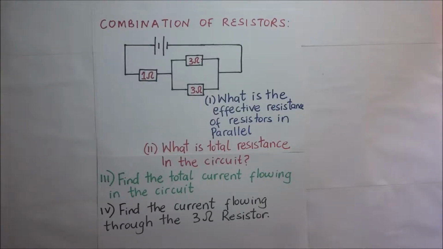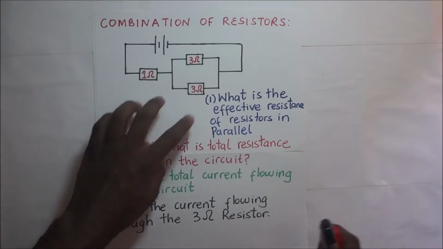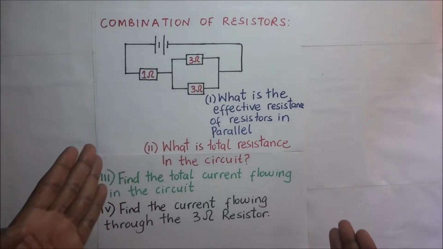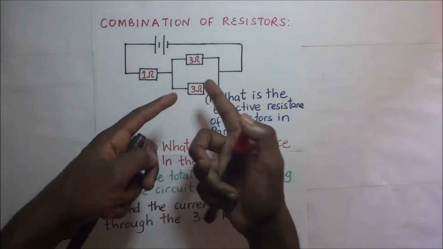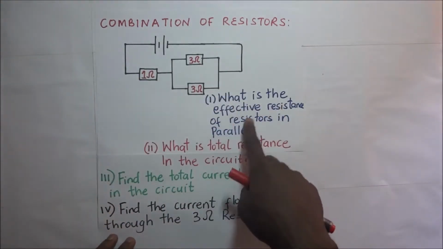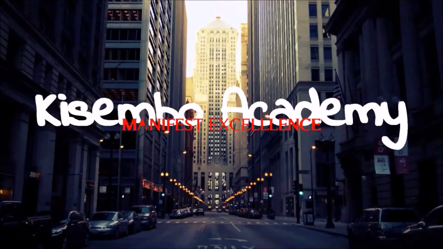Before, we have been finding the effective resistance of resistors in series alone, and then the effective resistance of resistors in parallel alone. Now we're going to look at an example where we have a circuit with a combination of series and parallel resistors in one. So how do we find the effective resistance of this kind of combination?